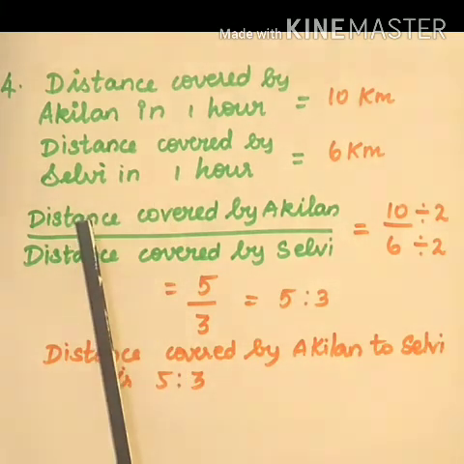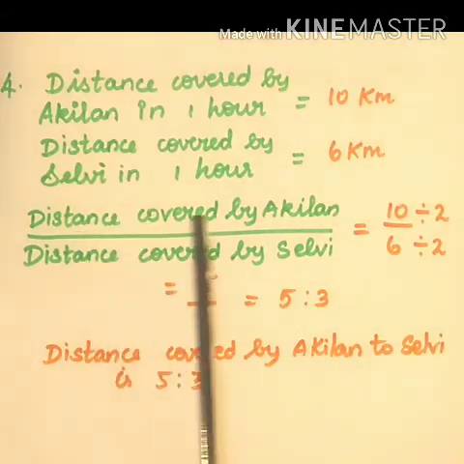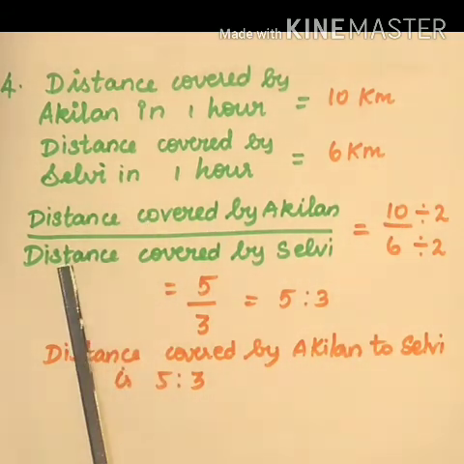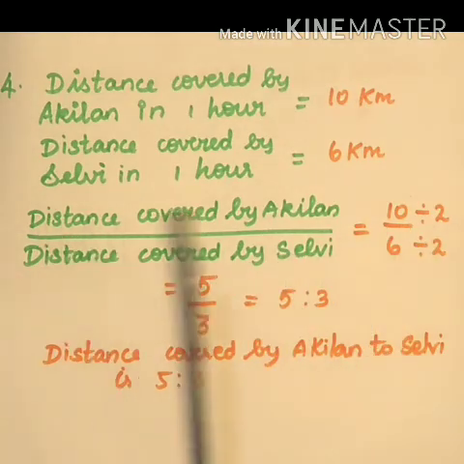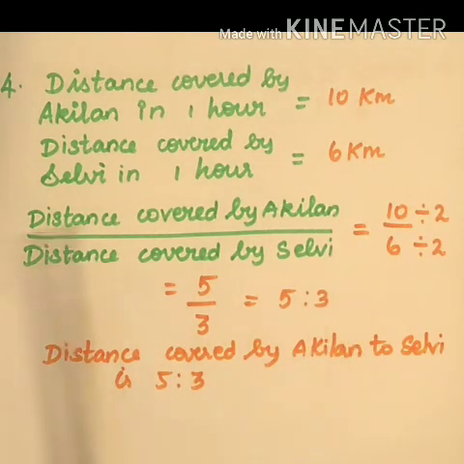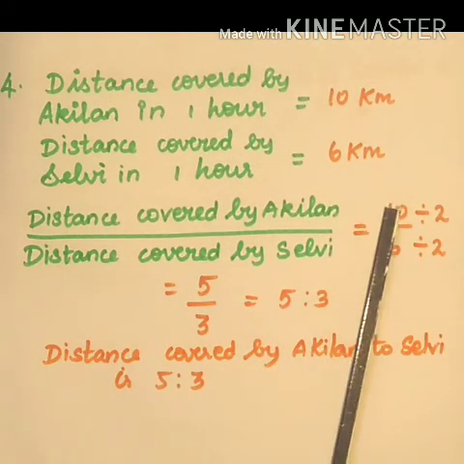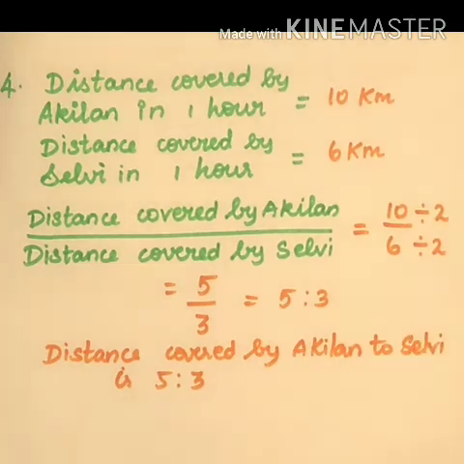Akilan is given first, so you have to write the distance covered by Akilan first. That is 10. Distance covered by Selvi is 6. 10 by 6. Then you have to find the simplest ratio. For that, what do you have to do first? Find the common factor of the two numbers. See, 10 and 6 are divisible by 2. 10 divided by 2 is 5. 6 divided by 2 is 3. Then you have to write this fraction in ratio form. 5 is to 3. So the distance covered by Akilan to Selvi is 5 is to 3.